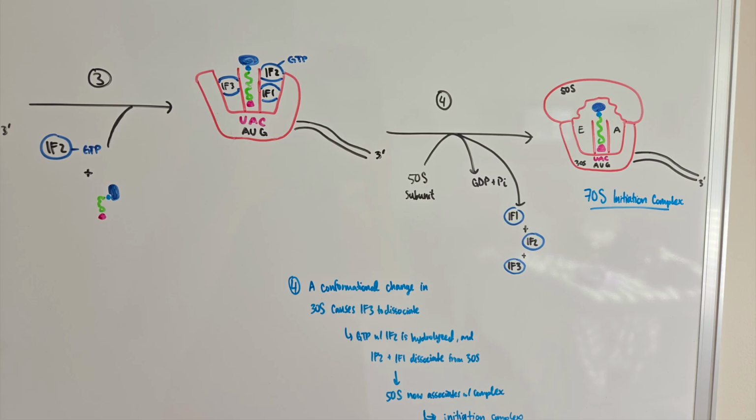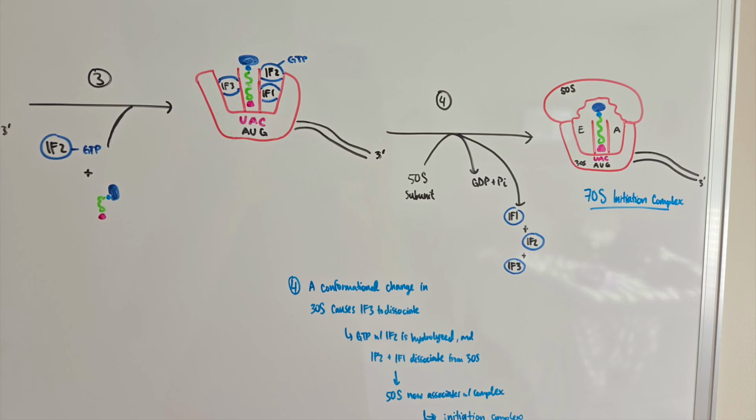But anyways, there's a conformational change because we've added our initiator tRNA, and it's bound to the start codon with its anticodon, right? It's basically base paired, right? This is a conformational change within the 30S. So initiation factor 3 will dissociate.